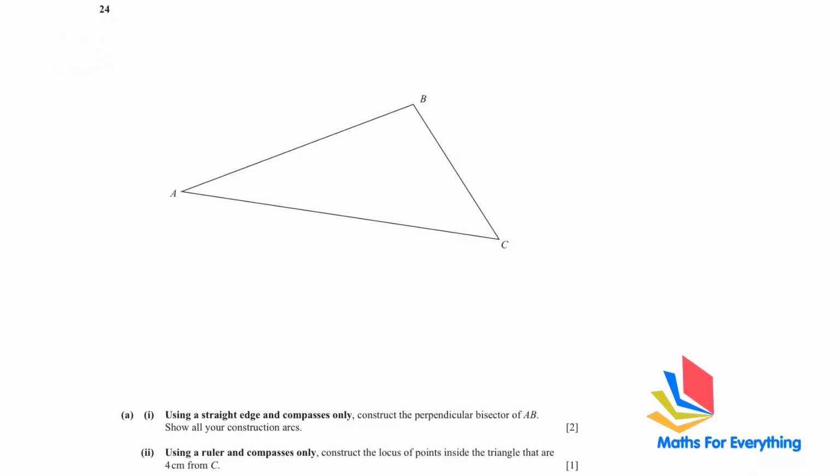Question number 24. A1. Using a straight edge and compass only, construct the perpendicular bisector of AB and show all your construction arcs. AB is a line. To construct a perpendicular bisector of AB, from A, make an arc like this. It should be more than half the distance of AB. With the same compass, from B, cut that arc and then join the 2 points here. That is the perpendicular bisector of AB.